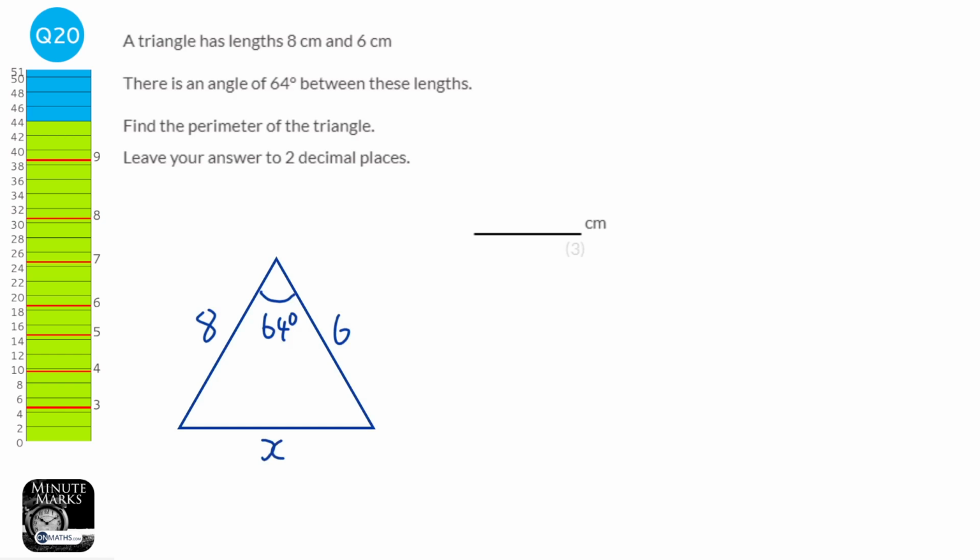Now we're going to be using the cosine formula. So cosine formula involves angle A. So we're going to label the angle A. And the one opposite, the one we label as A, is going to be little a. And then little b and little c, it doesn't matter. Right? It doesn't matter which way around you do them. So we're going to write down the cosine formula.